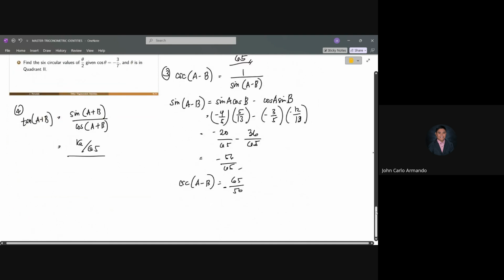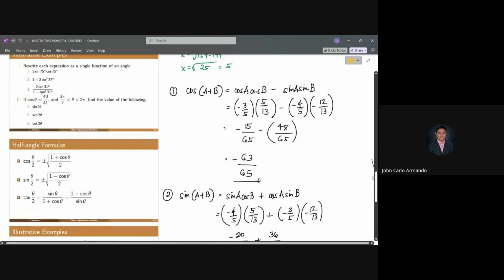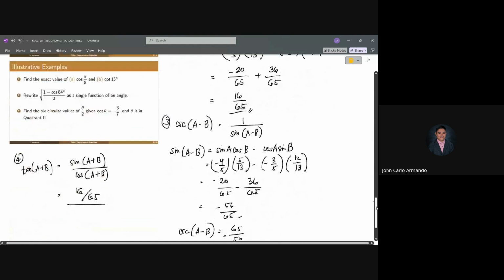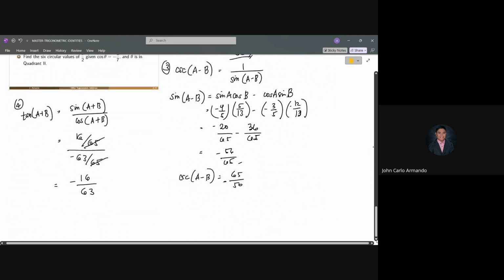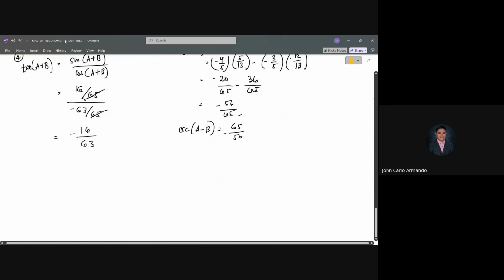And what is cosine A plus B? This one. Cosine A plus B is negative 63 over 65. Then you divide, and you notice that we just simply cancel the 65, and the answer is negative 16 over 63. Okay? But if you want, you can just use the formula for tangent.